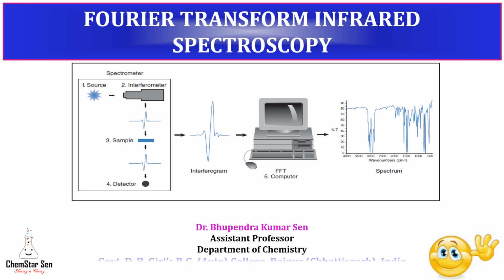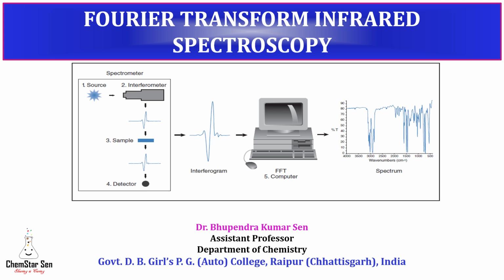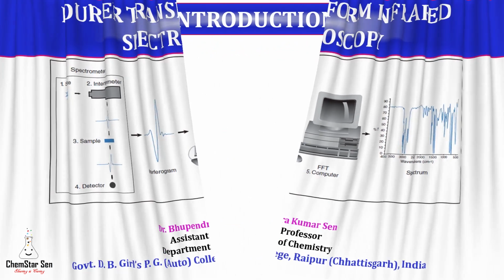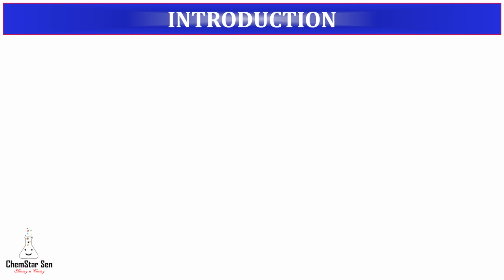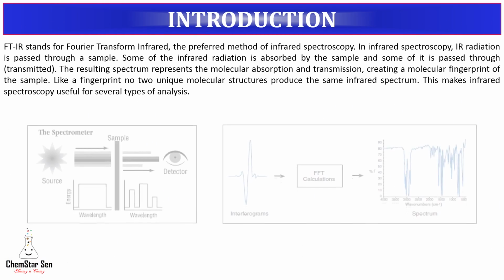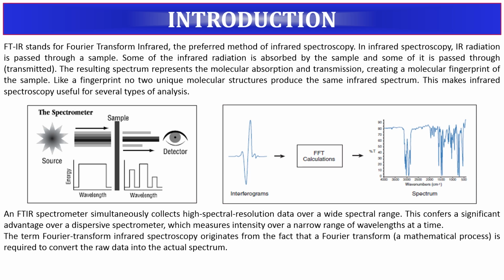Hello friends, my name is Dr. Bhupendra Sen and today I am going to discuss Fourier transform infrared spectroscopy, that is FTIR. FTIR is an instrumental technique in which we obtain an IR spectrum in IR spectroscopy. What is IR spectroscopy? What is its basic principle? How do we interpret a spectrum? How are compounds identified? These are illustrated in the infrared spectroscopy section.